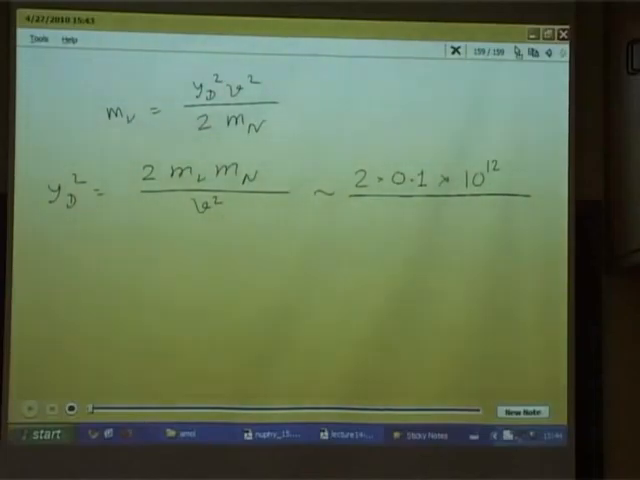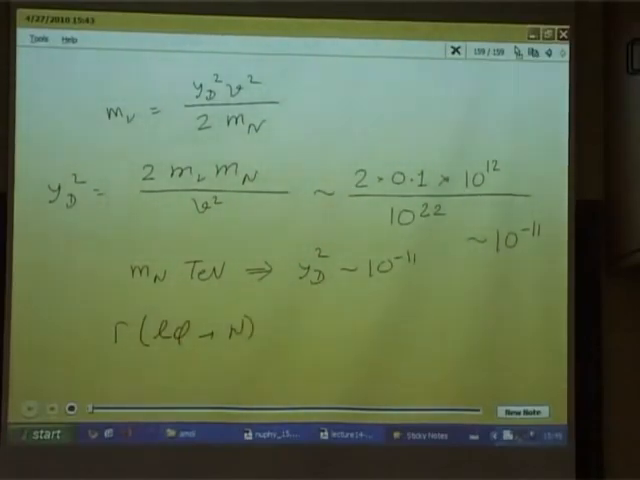And v squared. v is 10 power 11 electron volts, so it's 10 power 22. So this is something like 10 power minus 11. So if Mn is TeV, it implies yd squared is 10 power minus 11. Which means the decay rate of L phi going to N goes as 10 power minus 11. This was yd squared, which is very small.